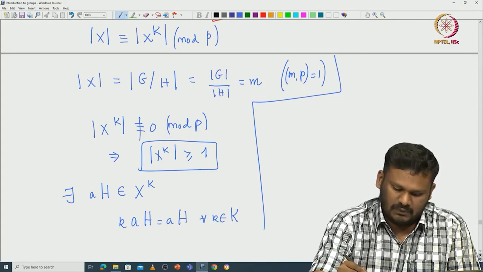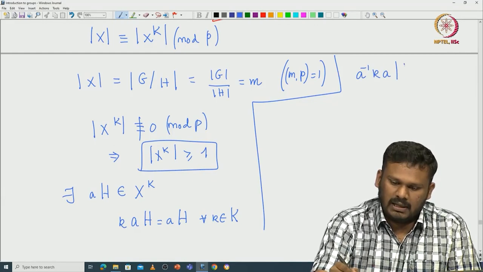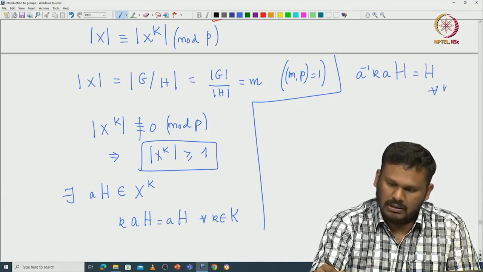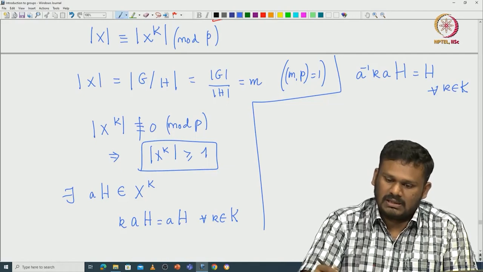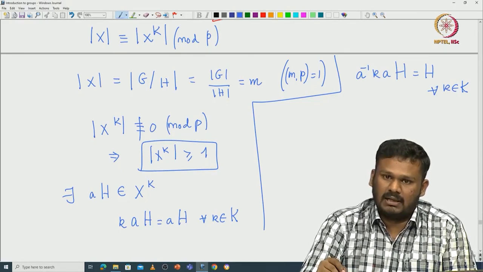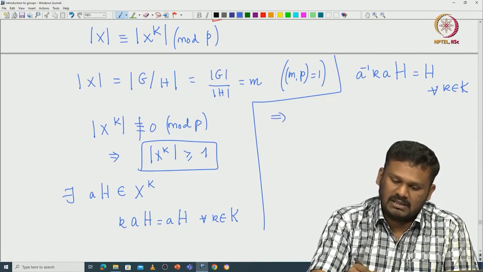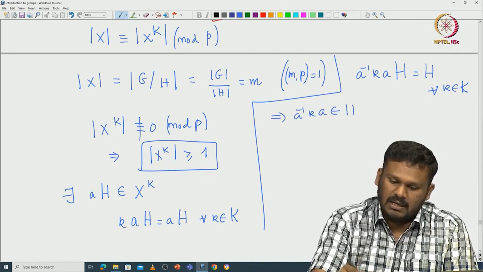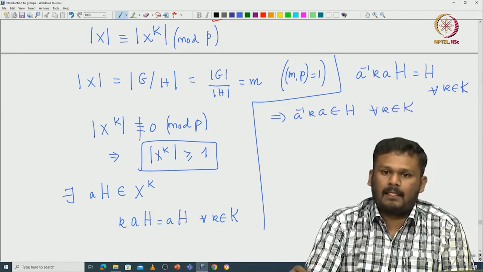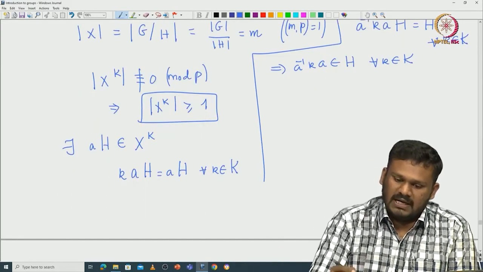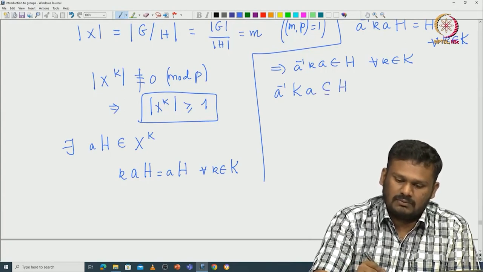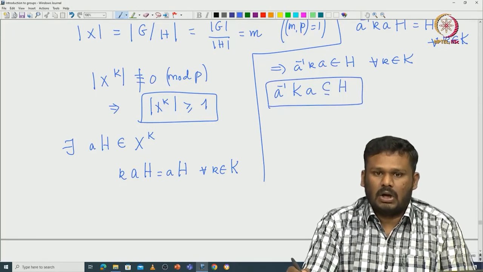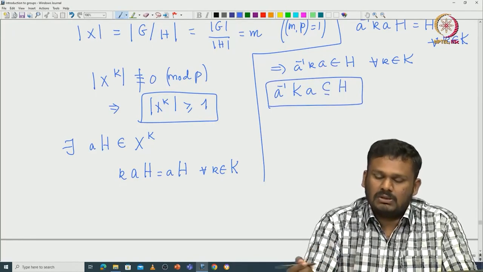Let's rewrite this. You can rewrite this as follows: A inverse K A H equals H for all K in capital K. So you have this fixed A for which A inverse K A H is H for all K in K. But H is a subgroup, so that implies A inverse K A is an element of H for all K in capital K. What is the meaning of this? This means if you take the conjugate of capital K under this A, then it is going to be a subset of H. That's all it means.